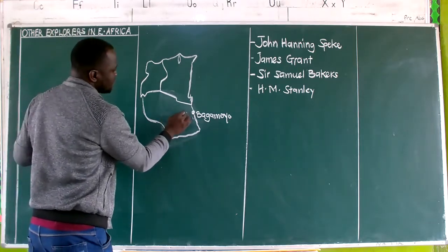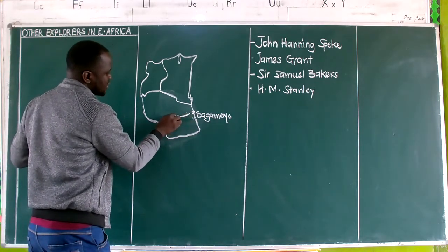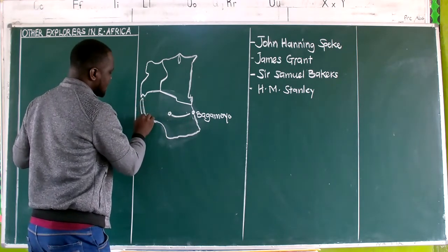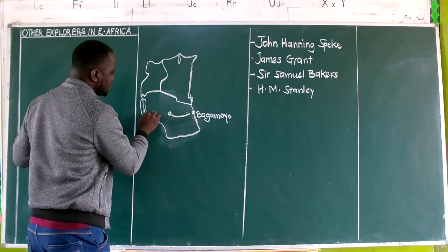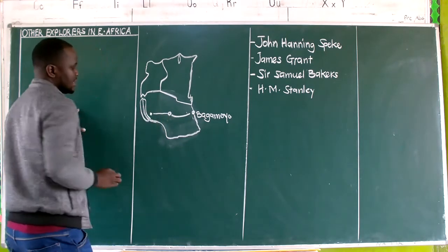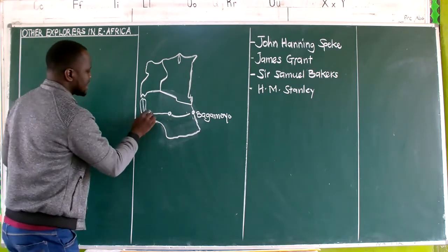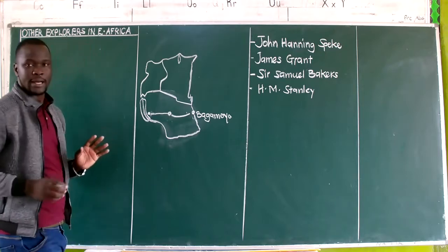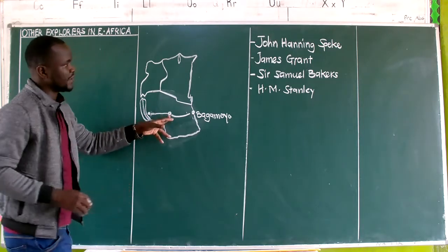We say he moved together with Richard Burton up to Tabora. And from Tabora, they continued up to Ujiji. We are going to have Ujiji here. This is Ujiji, that is near Lake Tanganyika. And we say that when they returned to Tabora, Richard Burton fell sick.